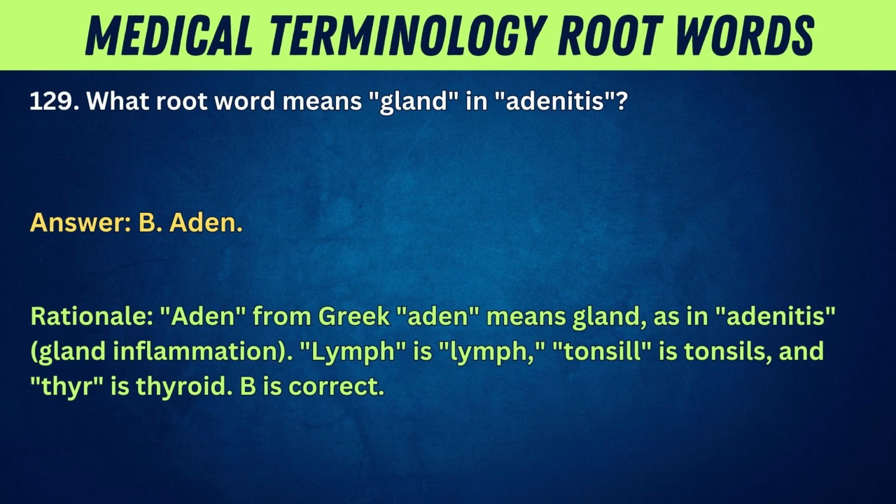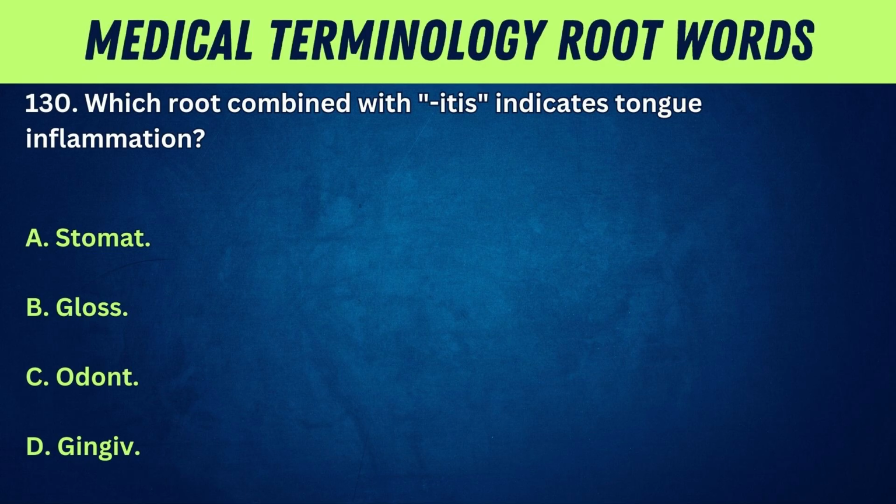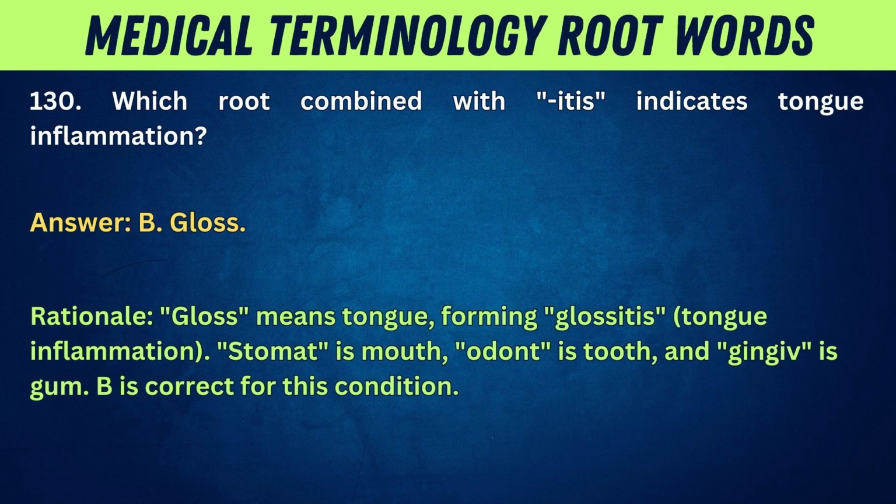B is correct. 130. Which root combined with itis indicates tongue inflammation? A. Stomat. B. Gloss. C. Odont. D. Gingiv. Answer: B. Gloss. Rationale: gloss means tongue, forming glossitis, tongue inflammation. Stomat is mouth, odont is tooth, and gingiv is gum. B is correct for this condition.